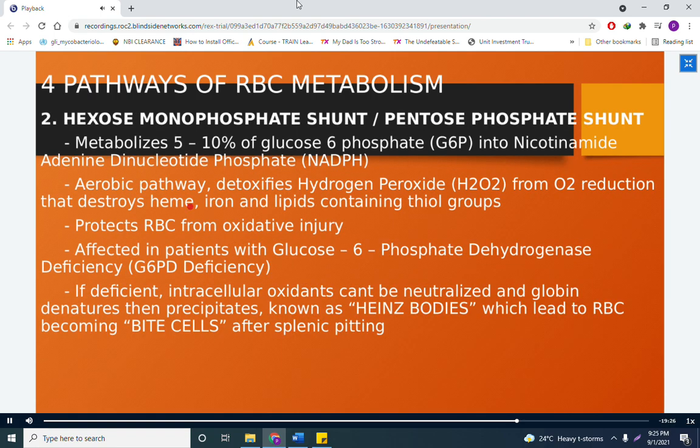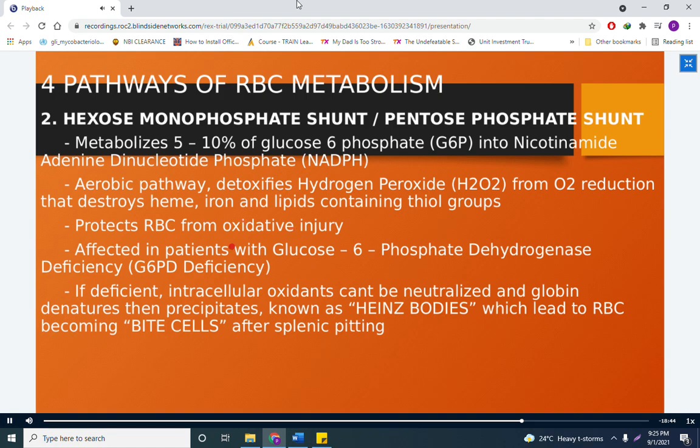Next, let's go to your Hexose Monophosphate Shunt, also known as your Pentose Phosphate Shunt. Now, instead of glucose, in this pathway, class, you will be using glucose 6-phosphate to be transformed into nicotinamide adenine dinucleotide phosphate or NADPH. It is also an aerobic pathway and it detoxifies hydrogen peroxide from oxygen reduction that destroys heme, iron, and lipids containing thiol groups. It protects the RBC from oxidative injury.